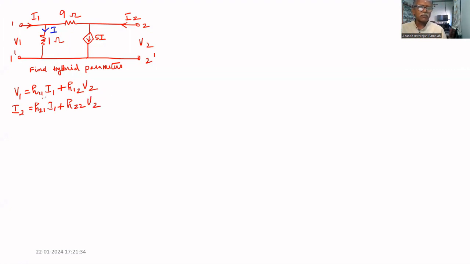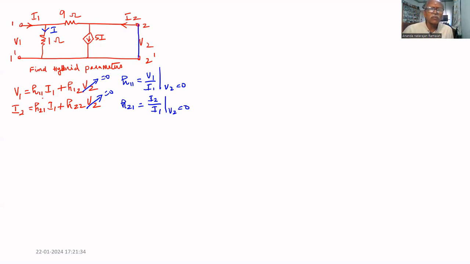To find the four parameters H11, H12, H21, H22, first let us assume that V2 equal to 0. If V2 equal to 0, we get H11 equal to V1 by I1 provided V2 equal to 0. Similarly, H21 equal to I2 divided by I1 provided V2 equal to 0. V2 equal to 0 means we have to short circuit the output port. If you short circuit the output port, V2 becomes 0.